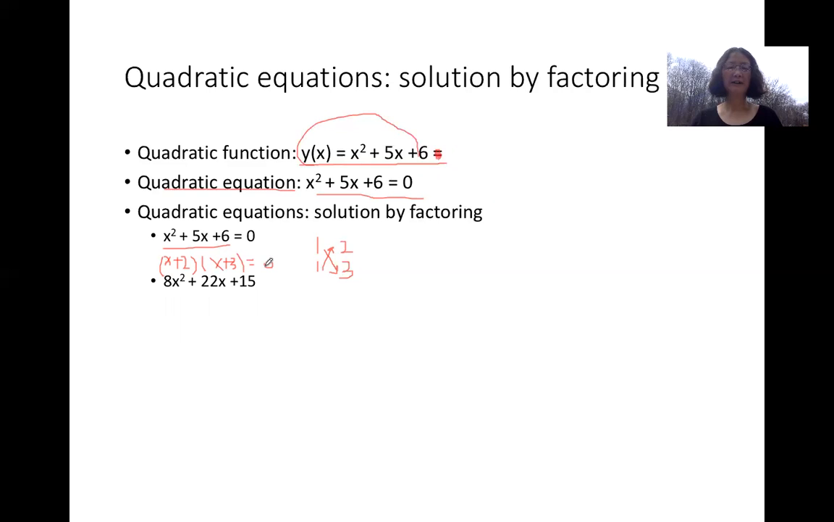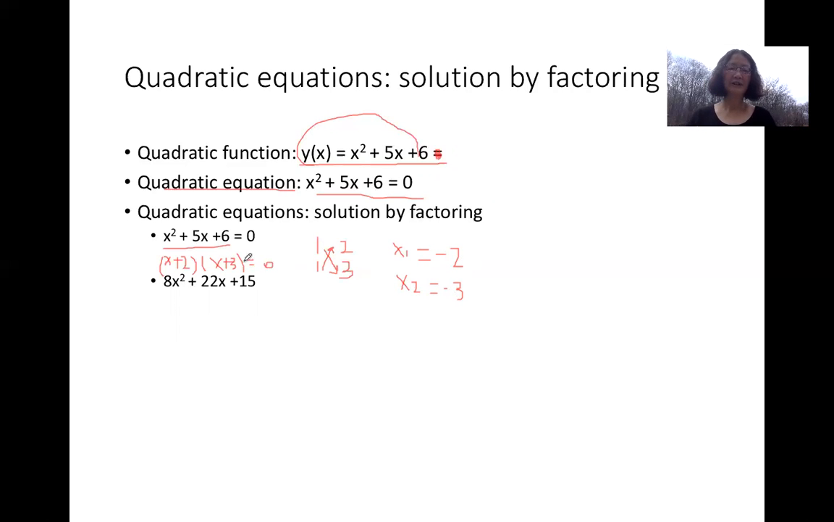And once you are here, it is obvious that one x is equal to -2. The other x is -3. Okay. You can verify your solution by plugging these numbers into the original equation. Make sure the left-hand side equals the right-hand side.